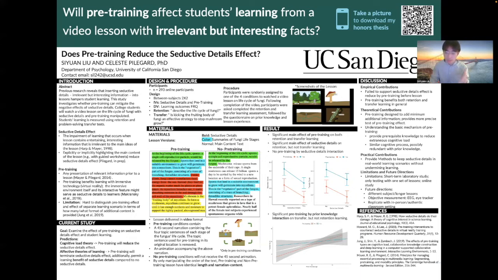So as you can see in our materials section, the narration about the life cycle of fungi will be broken into 4 stages, each with a topic sentence. Participants in the pre-training conditions will receive a 45-second pre-training session combining the 4 topic sentences together. The topic sentences used for pre-training will be removed from their original location.